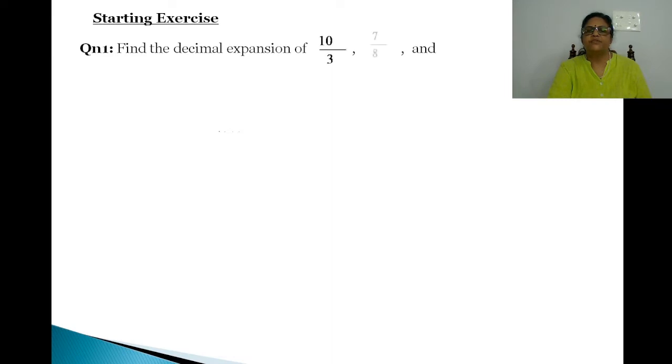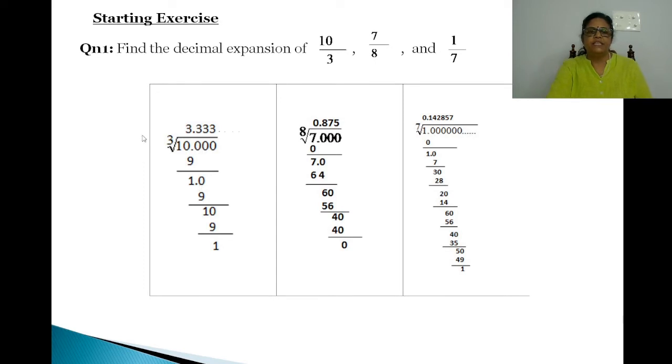Find the decimal expansion of 10 by 3, 7 by 8 and 1 by 7. So 10 by 3, 10 divided by 3. In 10, you can find 3 times 3. 3 3s are 9. Remainder 1. After 10, you can put a decimal point and many zeros. So 10 minus 9 is 1. Next is the decimal point. I will write the decimal point on the top in the quotient. Now I will put 0 down, 10.